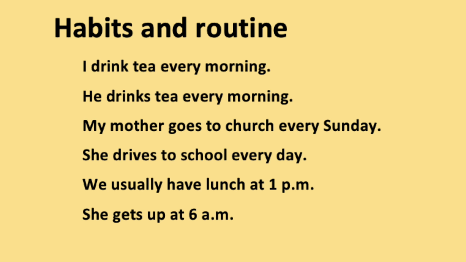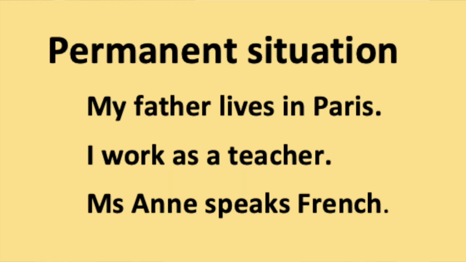Okay. The second use of the present simple tense is to talk about permanent situation. Now we can talk about permanent situation. Okay. Remember, if you talk about a permanent situation, you should use present simple tense or simple present tense. For example, my father lives in Paris. It means he lives there. It's a permanent place for him. Okay, it's his home now.